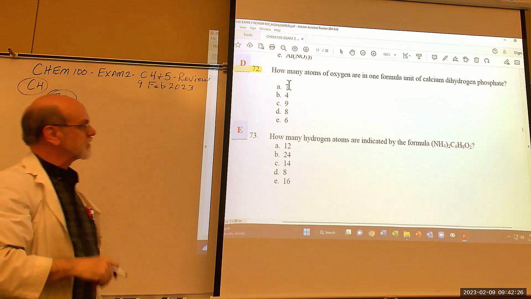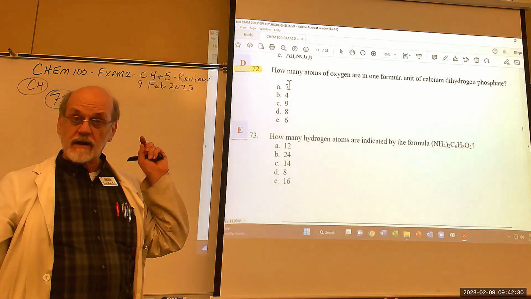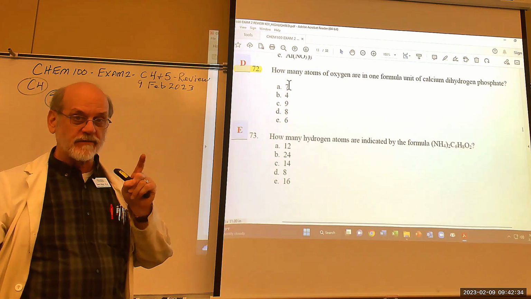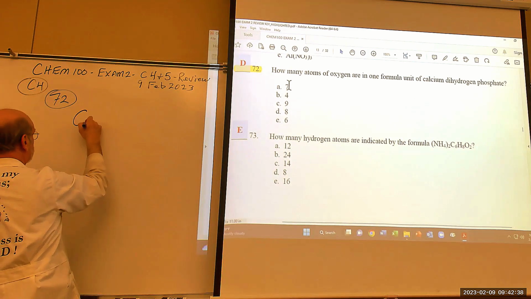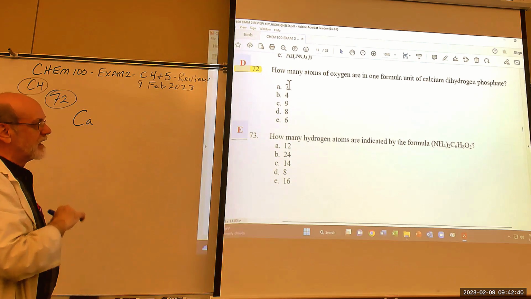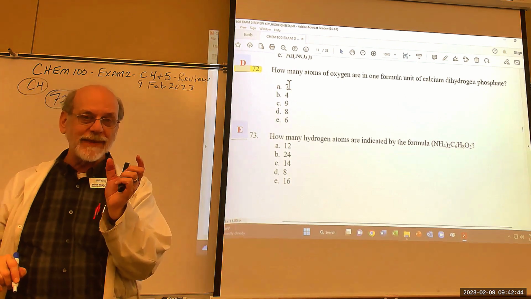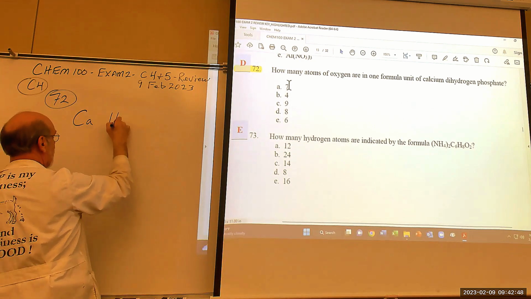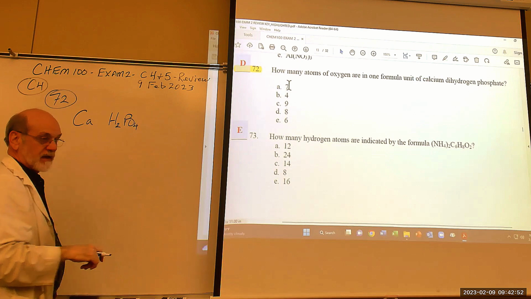How many atoms of oxygen are in one formula unit of calcium dihydrogen phosphate? Right. This one, you've got to be able to write that formula yourself. We know it's got calcium in it. And dihydrogen phosphate is a polyatomic ion. Right? So it's dihydrogen phosphate, like that.